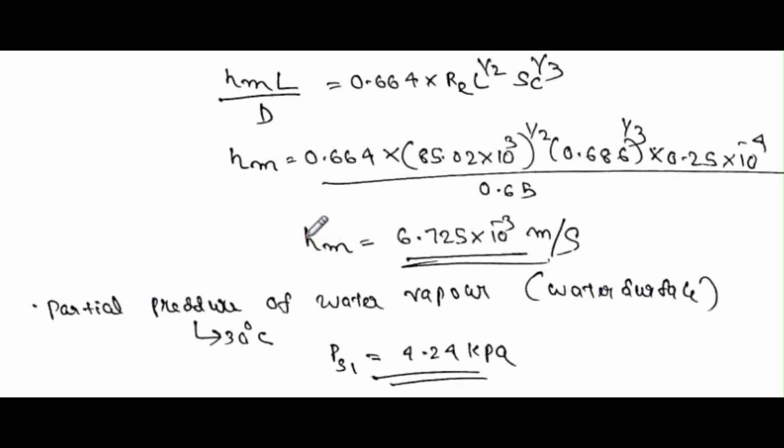Next step is to determine the partial pressure of the water vapor. Along the water surface, we know it is maintained at a temperature of 30 degrees Celsius. So how to find this value? You have to use a steam table. There will be a column of saturated water temperature. For the corresponding temperature of 30 degrees Celsius, you will get the corresponding partial pressure there. In the steam table it may be in bar, but you have to convert the unit to kilopascal. So the partial pressure of water vapor along the water surface at 30 degrees Celsius can be found from the steam table.